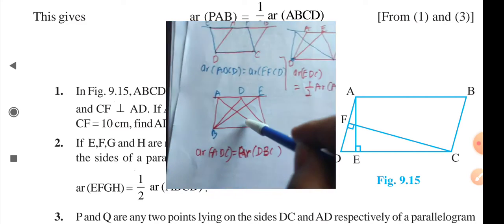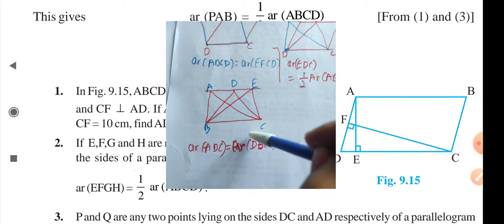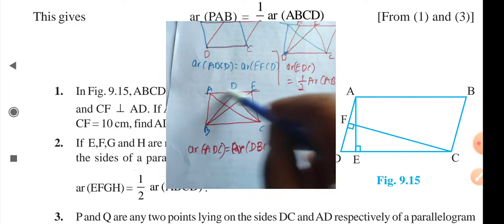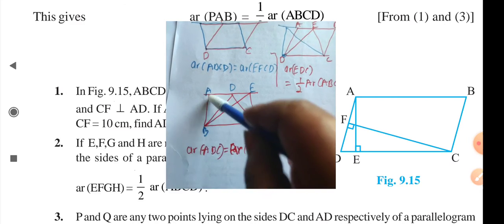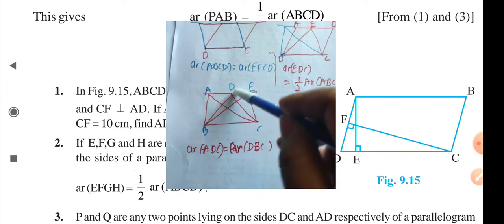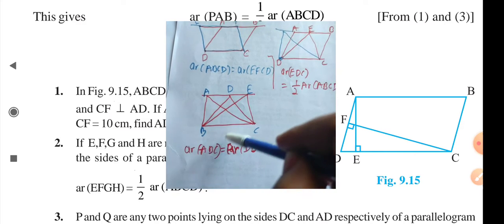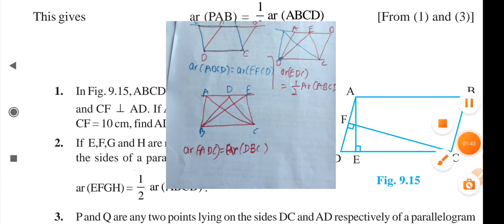Now the third theorem which we will use in this exercise: if triangles lie between the same parallel lines and have the same base, then the areas of these triangles will be equal to each other. These are the three theorems which we will use in this exercise.